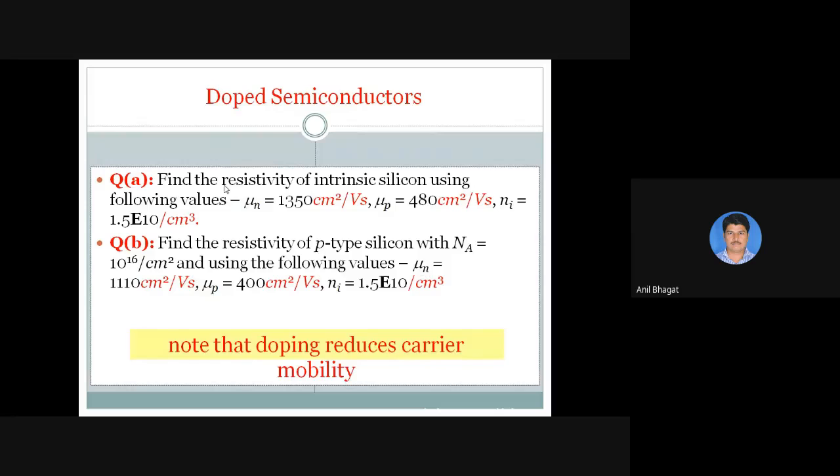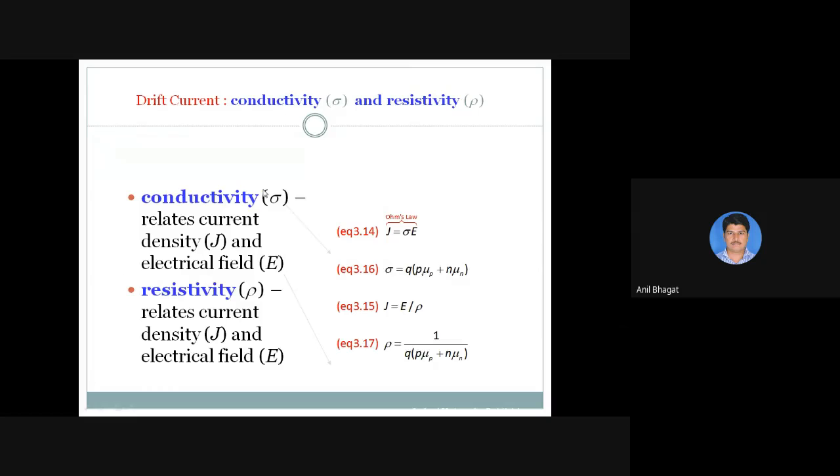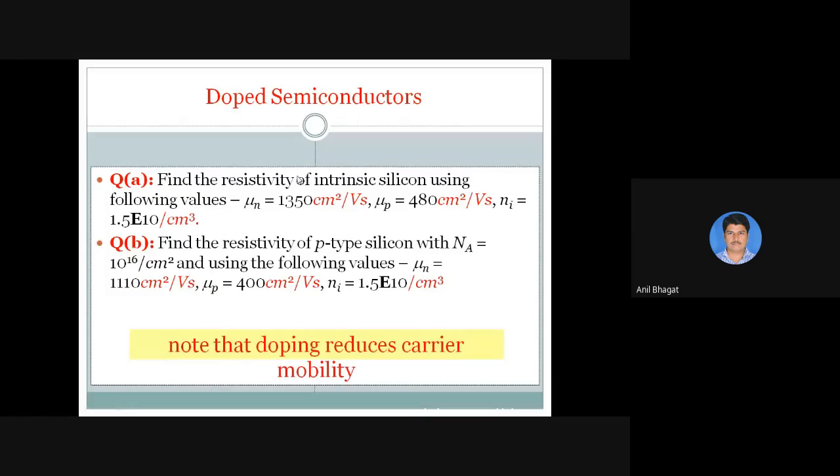So here, find the resistivity of an intrinsic semiconductor using the following values, mu n given. Look at the actual picture to see what type of problems are given in the examination. Always keep this in mind. I will share the same PPT in your WhatsApp group, so don't worry, don't note down these values. So mu n is given, mu p is given, ni is given, and then you calculate and find the actual resistivity, right? E is given. Then find the resistivity of P silicon, Na given, using mu n, and all the values are given. You just calculate with the help of the diagram.